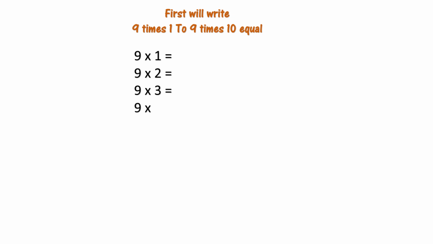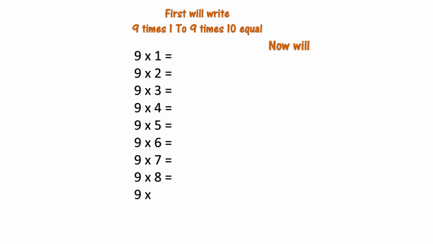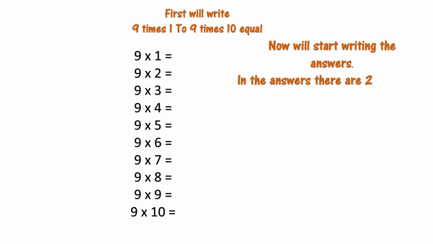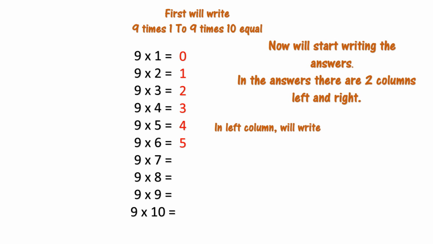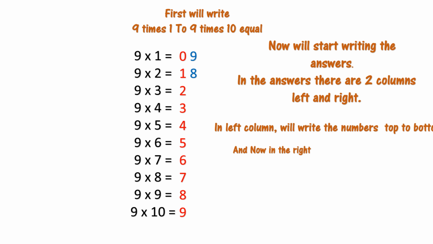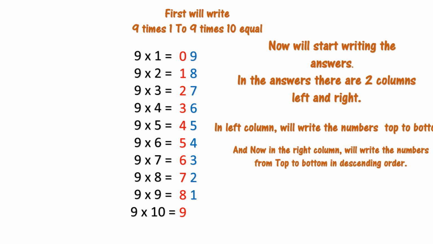First we'll write 9 times 1 equal to, up to 9 times 10 equal to 9. Now we'll start writing the answers. In the answers there are 2 columns, left and right. In the left column, we'll write the numbers top to bottom. And now in the right column, we'll write the numbers from top to bottom in descending order. Very easy, right?